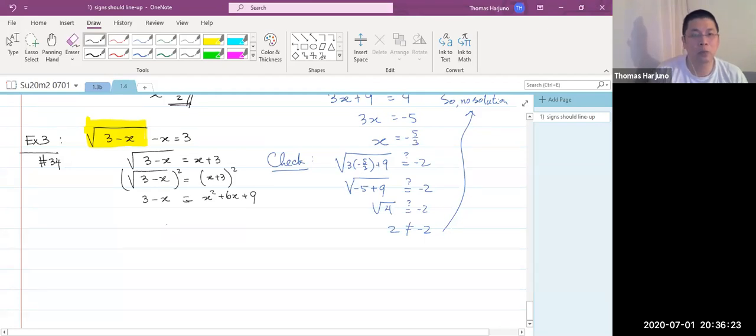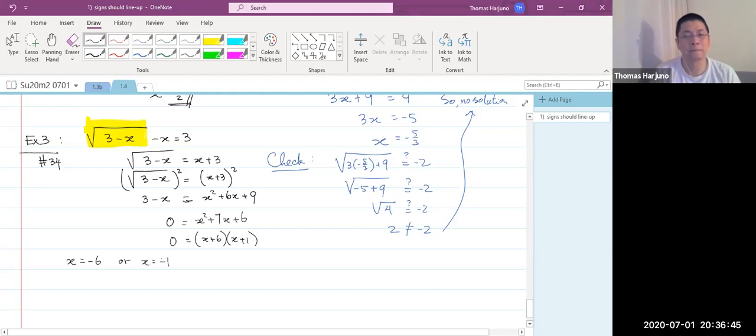And then set one side equals 0. I get x squared plus 7x plus 6. So (x plus 6)(x plus 1). So either x equals -6 or x equals -1, right? Now then we need to check. It is possible that both solutions are wrong. It is possible that both solutions are right. We never know.